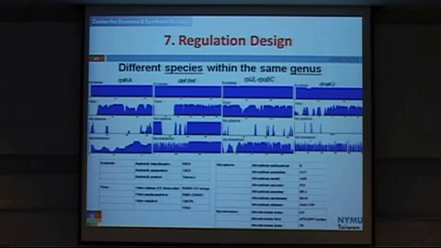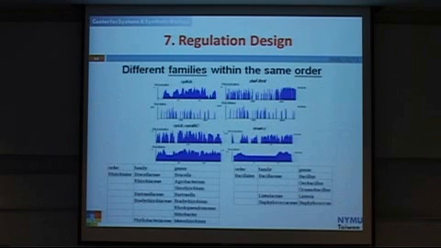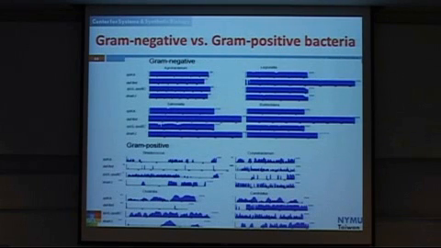How about different species within the same genus? Is there a difference? Different genera within the same families? You can go higher and higher to see the design rules: different families within the same orders. You can even compare the operon promoter sequences between gram-negative and gram-positive bacteria. So there are all kinds of rules existing in nature's working models.